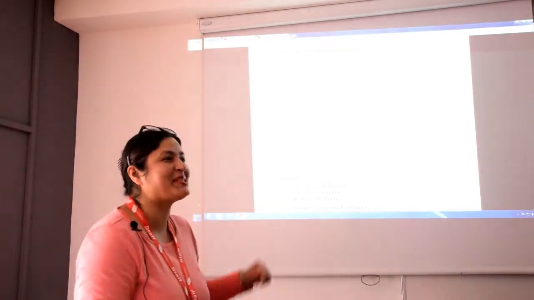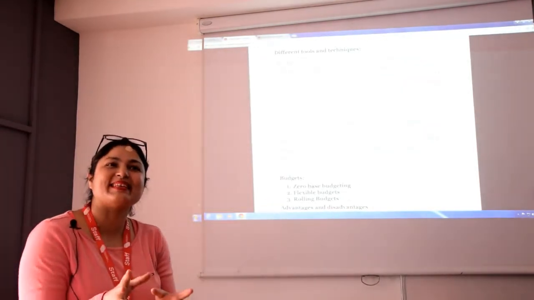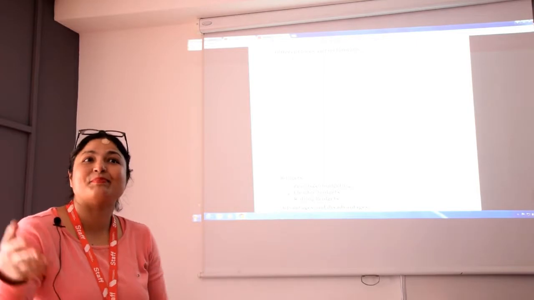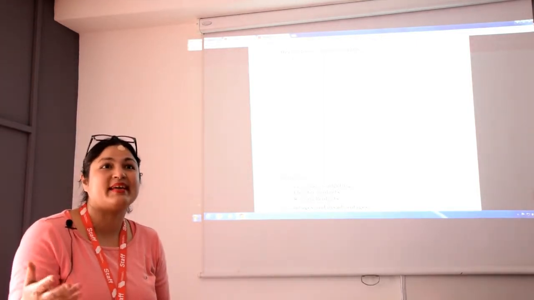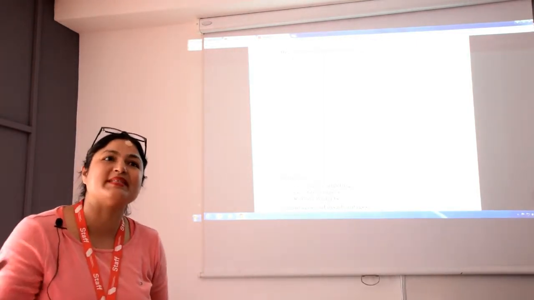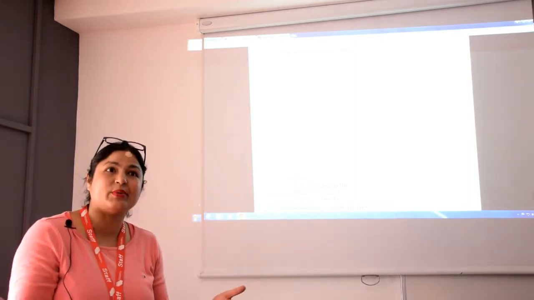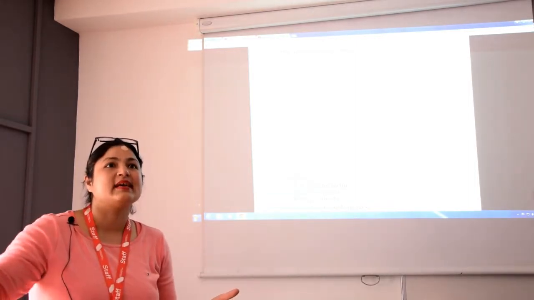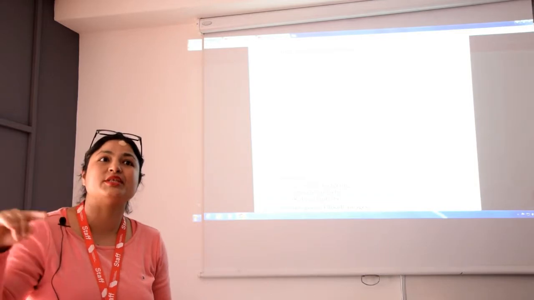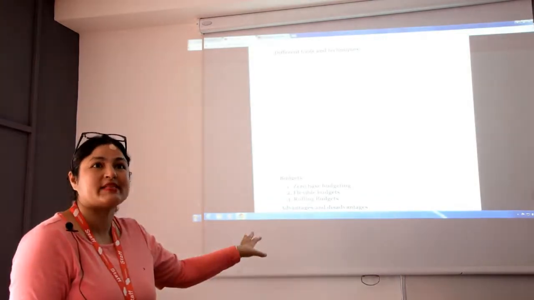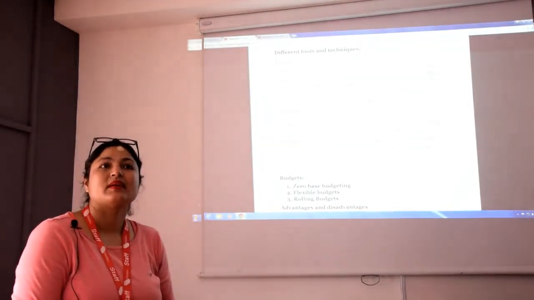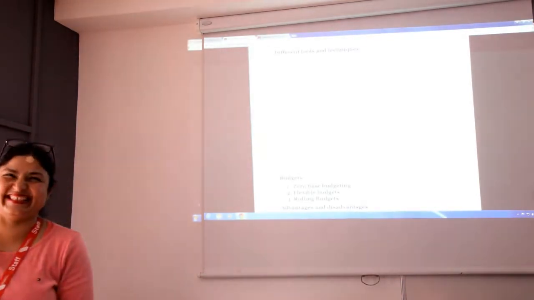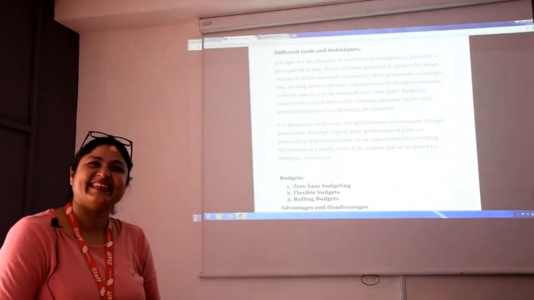Amazing. I live on flexible budgeting, because flexible budgeting is when inflation goes up, incomes go up, you change the budget accordingly. So you made it annually, but as there are changes in the market, you make changes to the budget as well, and that's a flexible budget.